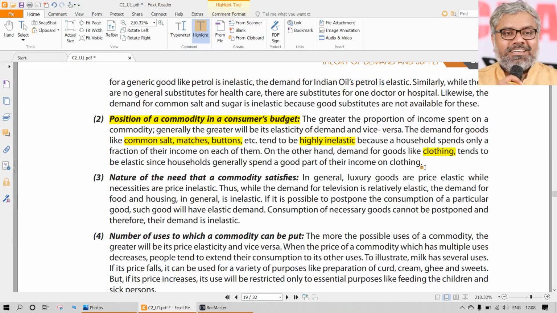Which means what? Generally, the demand for goods like clothing will be price elastic. So if there is an offer, that is the reason. If you observe, the majority of the shops which always have discounts throughout the year, 365 days, what are those shops? Just imagine. Those are all cloth shops only. This brothers, that brothers, XYZ brothers, ABC brothers. We have so many of them, right?